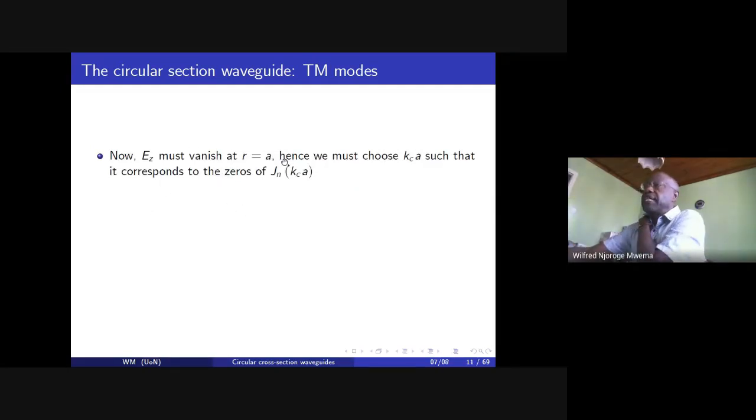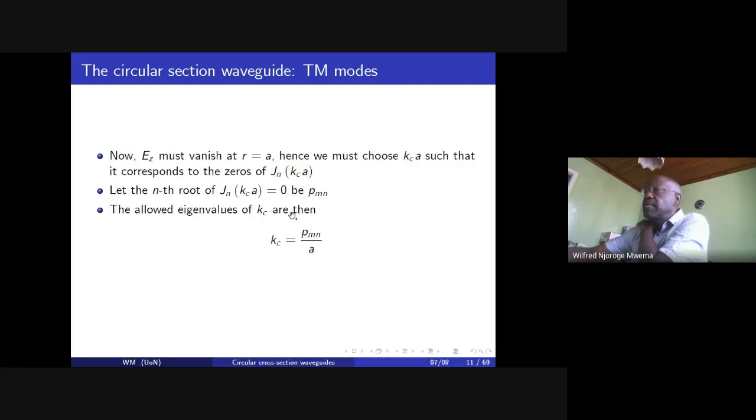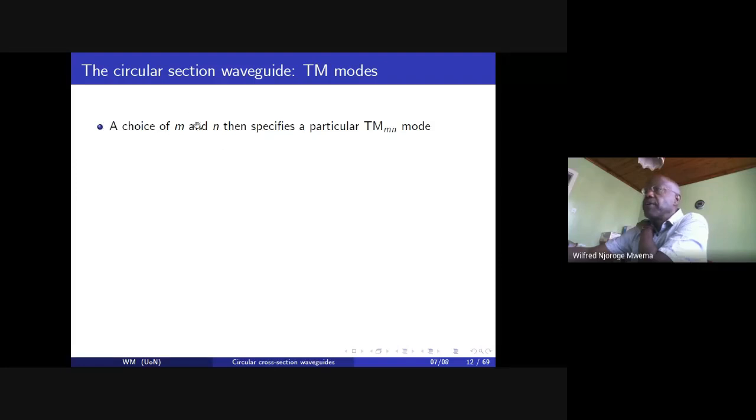Now, Ez must vanish at r equal to a, and hence we must choose Kc multiplied by a, that is Kc multiplied by r at r equal to a, such that it corresponds to the zeros of Jn of Kc a. And if the nth root of Jn(Kc a) equal to 0 is Pmn, then the allowed eigenvalues for Kc are going to be given by Kc equal to Pmn divided by a. And the choice of m and n will then specify the particular TMmn mode propagating in the guide. m is usually the number of circumferential half lambda variation of the field.